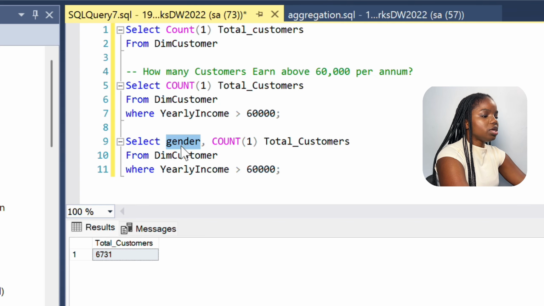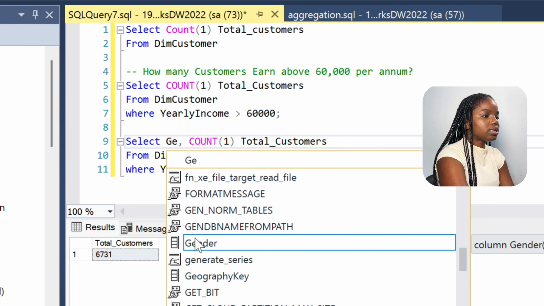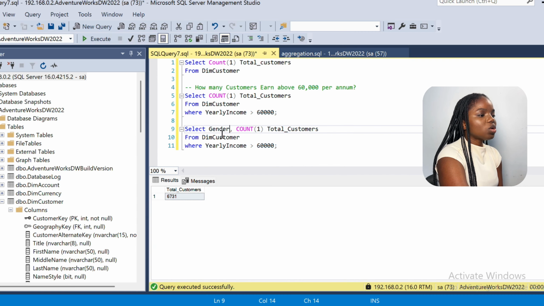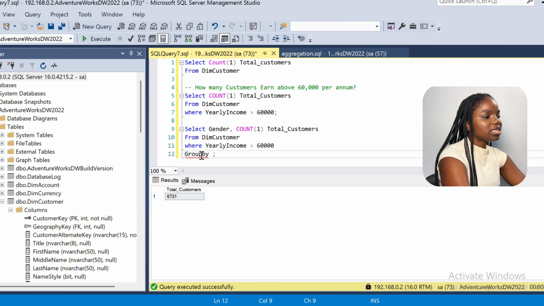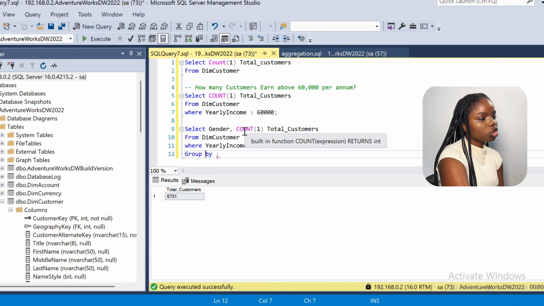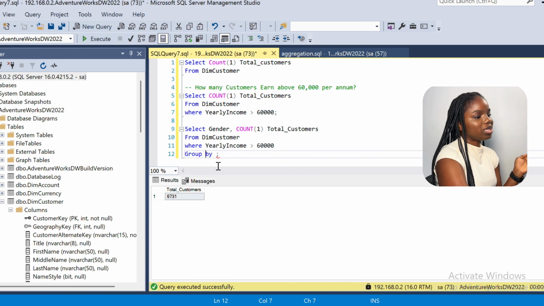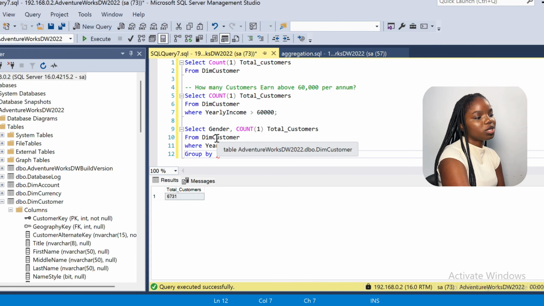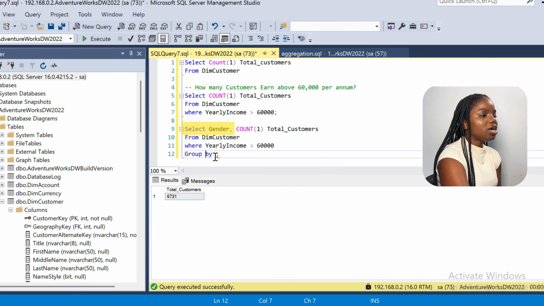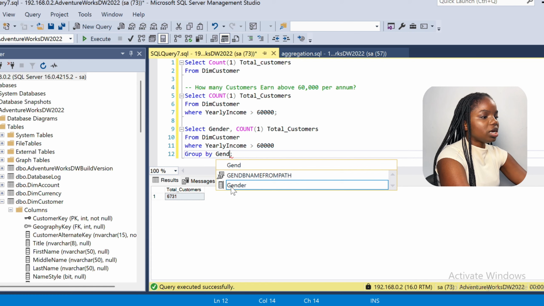So let's rename this as how it is written. So I said where the yearly income is above 60,000. Whenever you are selecting with any other column that is not aggregated, once you have an aggregation function in the query, you have to group by. You have to group by all the other columns that are not aggregated. And in this case, which column is not aggregated? That is gender. So I have to group by gender.